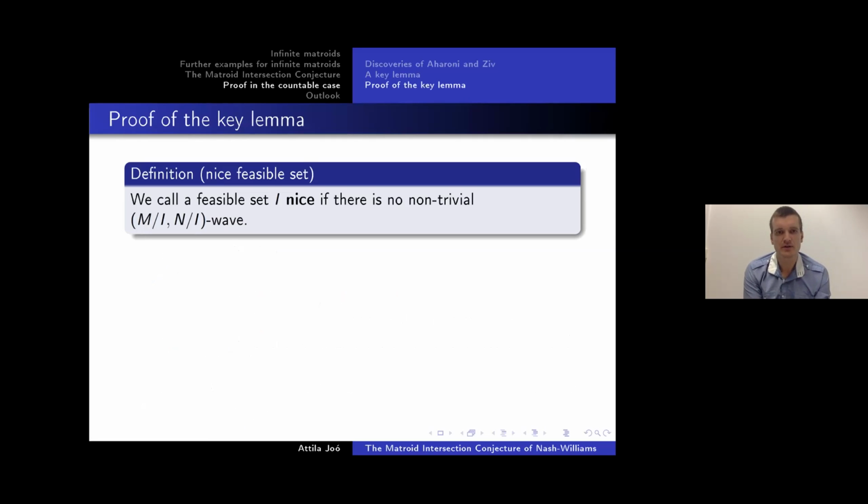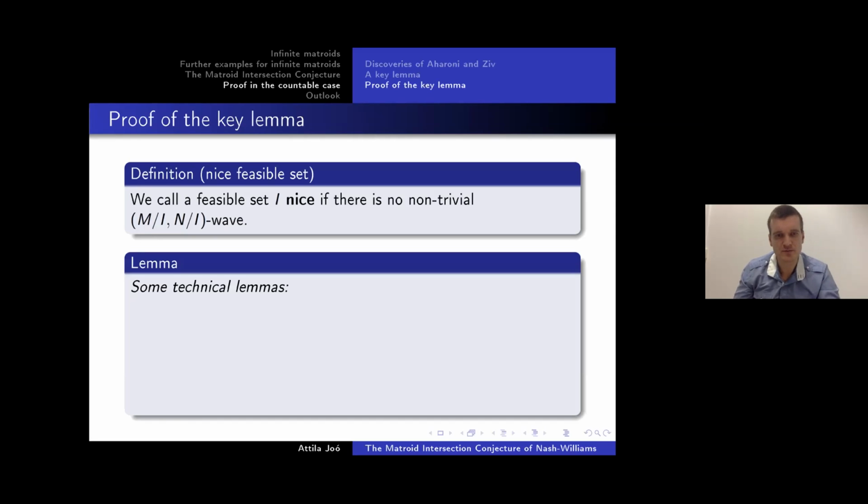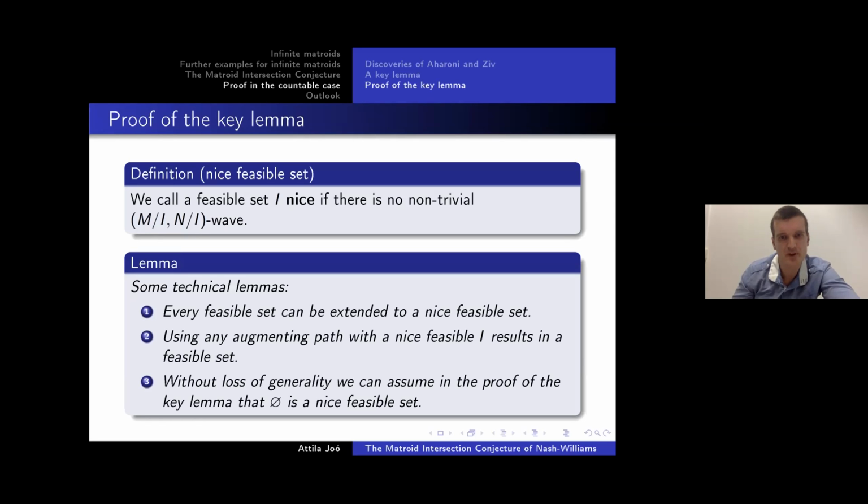Okay, we need a new definition. We call a feasible set nice if there is no non-trivial wave after contracting this set. And we need some technical lemmas as well. I will not go into the proof of them, I will just state them. Every feasible set can be extended to a nice feasible set.